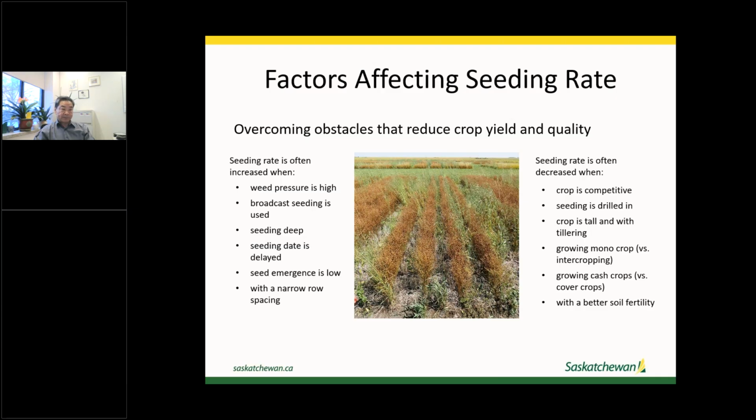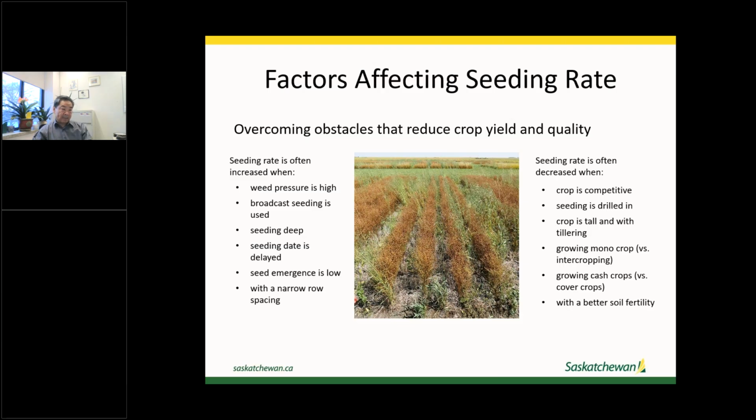In general, seeding rate is often increased as weed pressure increases, when the broadcast seeding method is used, when sowing the seed too deep, when seeding is delayed, or when row spacing is reduced. If you are using old seed, that means the germination and emergence rate is low. If your seed is not well cleaned, with a high dockage, you will also need to increase the seeding rate.